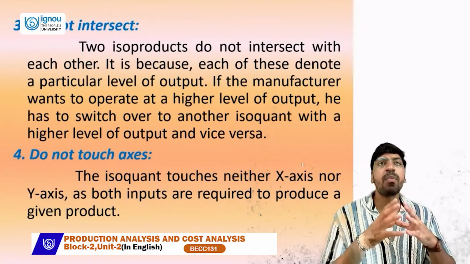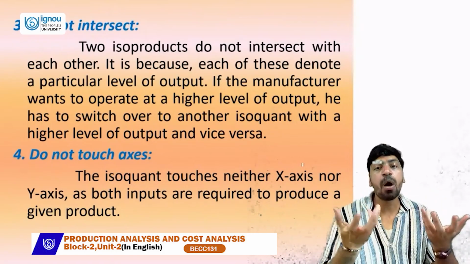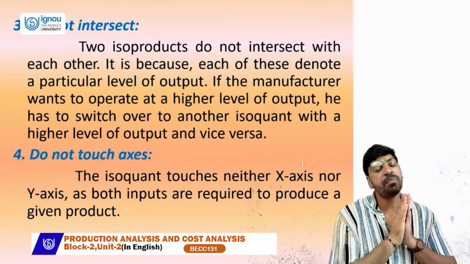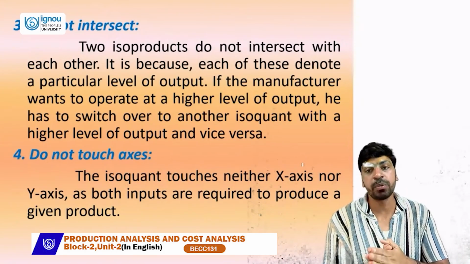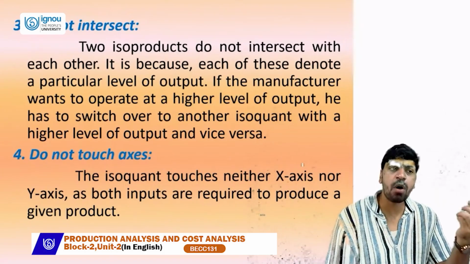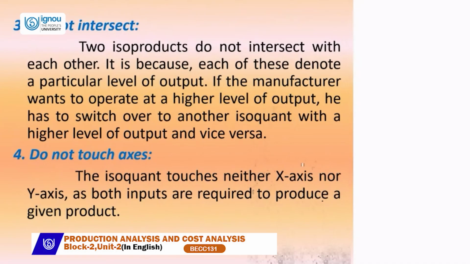So at a particular point of time or a particular level of output, the combination of two inputs will produce the same level of output. If a manufacturer wants to operate at a high level of output, then they have to switch to the higher isoquants, which produce the higher level of output. And that's the main reason that they do not intersect.